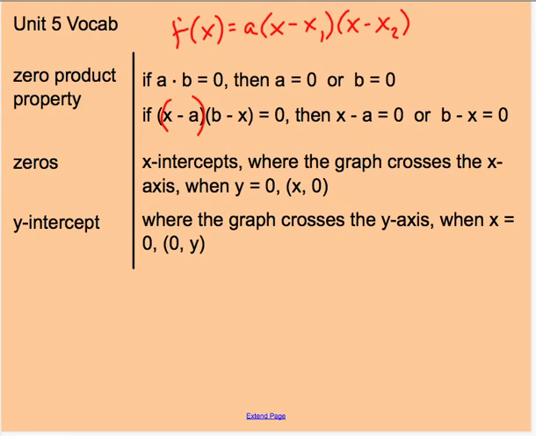And when you write your x-intercepts or your zeros as an ordered pair, it looks like (x, 0). We're also going to find the y-intercept to graph our function, and that's where the graph crosses the y-axis, or when x equals 0, as an ordered pair, (0, y). So we're going to find these two things first before we learn how to graph.